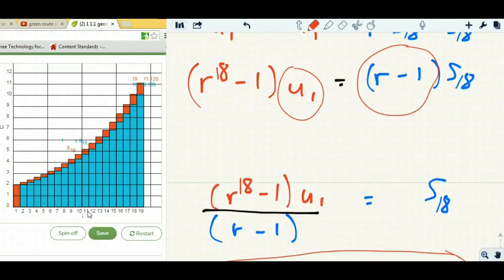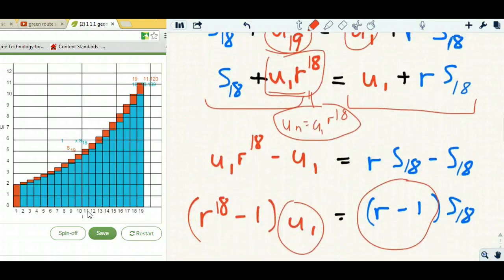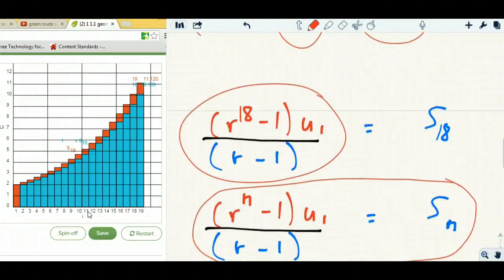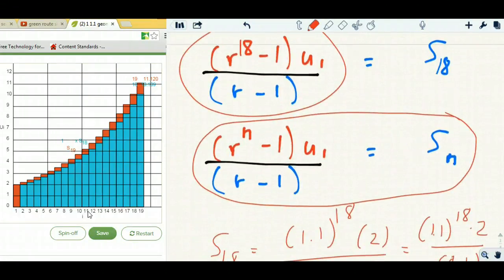When I factor out the R here, and I factor out the U1 here, then what I'm going to end up with is a fraction where S18 is equal to this expression, U1 times (R^18 minus 1) over (R minus 1). Now the R here, of course, was 1.1 in the problem that we did.